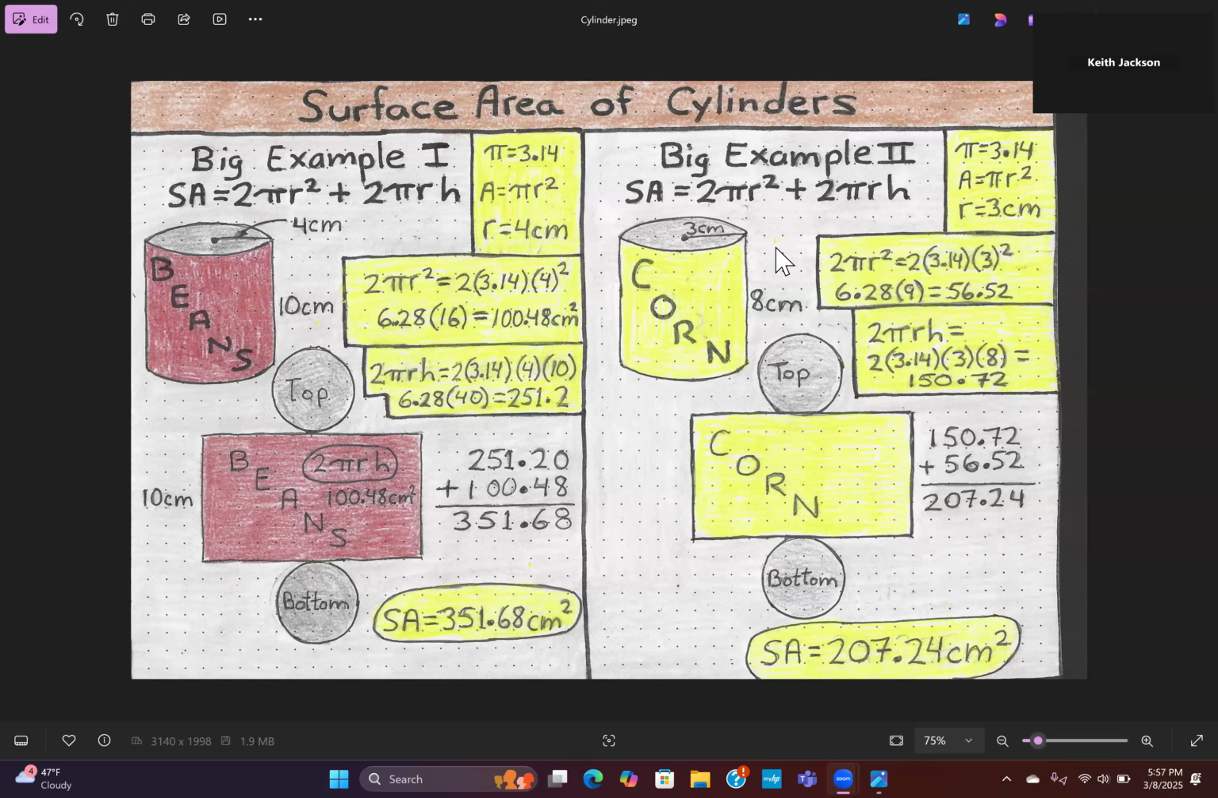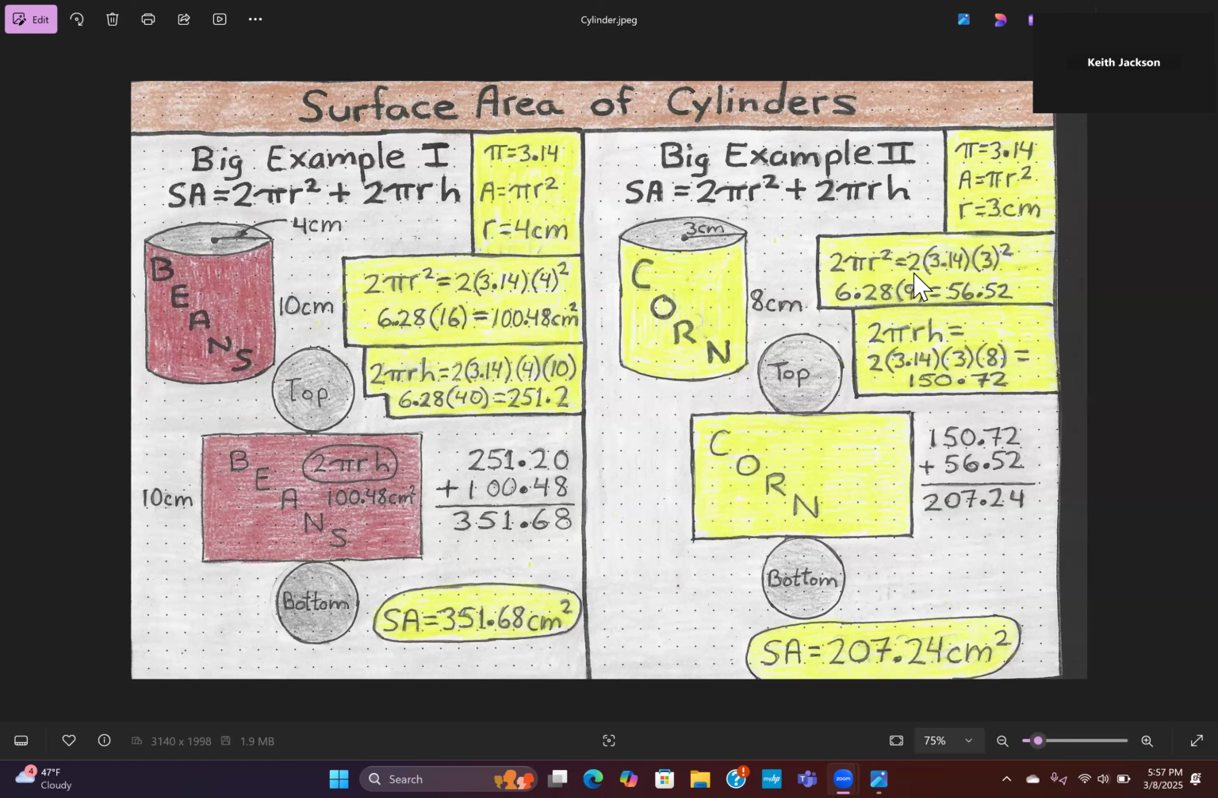Keeping in mind the surface area is equal to 2 pi r squared plus 2 pi r h, we know that r equals radius and h equals height, and pi is equal to 3.14. We're just going to apply this formula to this can. First, let's start with 2 pi r squared because we want the area of the two circles, the top circle and the bottom circle. In this case, 2 pi r squared would be equal to 2 times 3.14 times 3 squared.